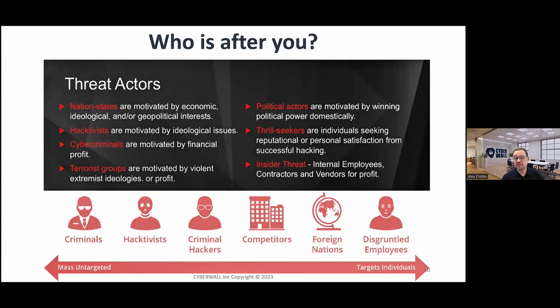There are also terrorist groups. Okay, there is a constant conflict in the world. Russians trying to hack Ukrainians, Ukrainians trying to hack Russians, Israel trying to hack Iran, Iran trying to hack Russia, and Americans trying to hack everyone.